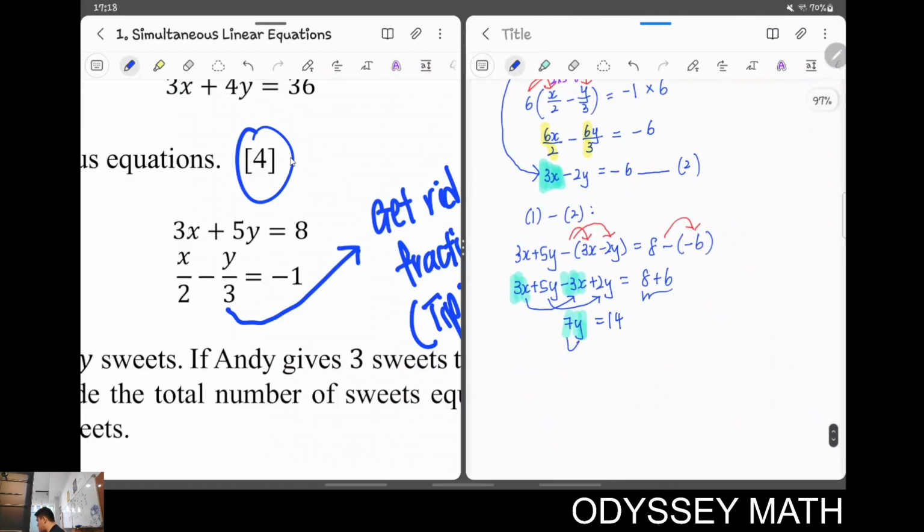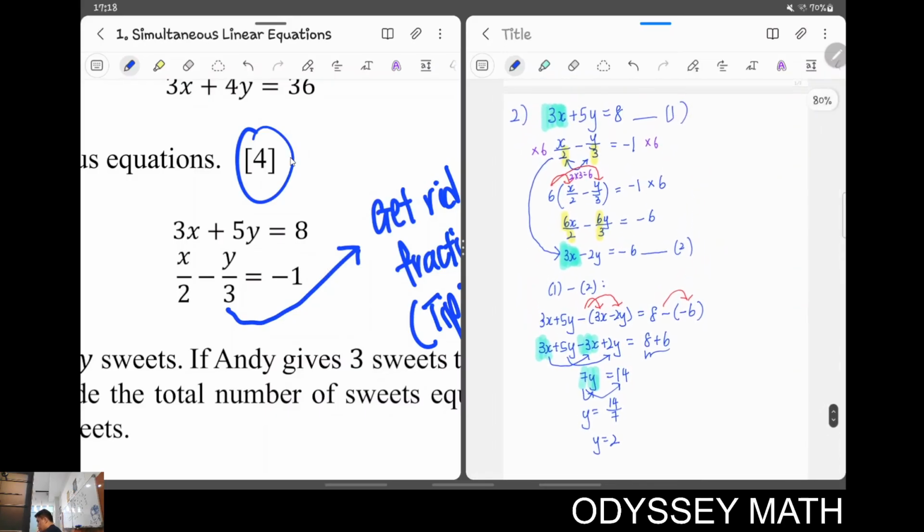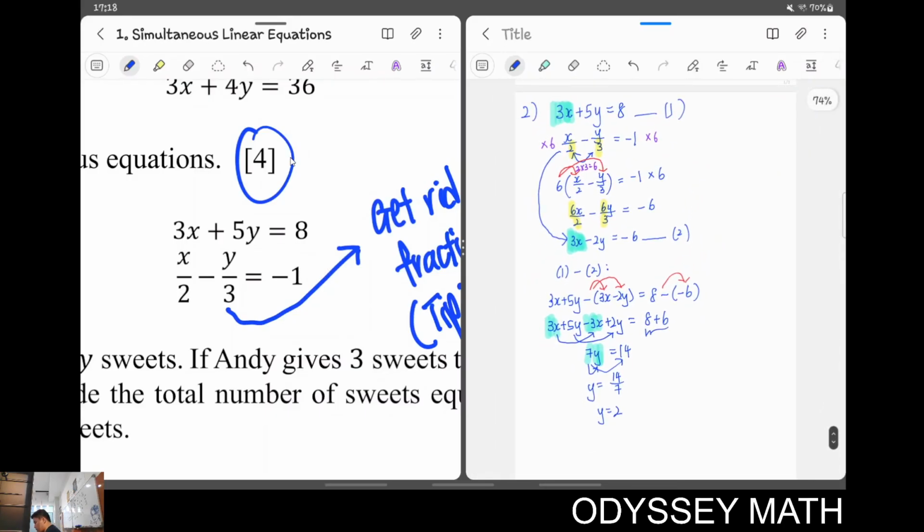So this is 7 times y, right? So bring it over, divide by 7. So y equals 14 divided by 7. So y equals 2. Got it? So that is for solving for y.